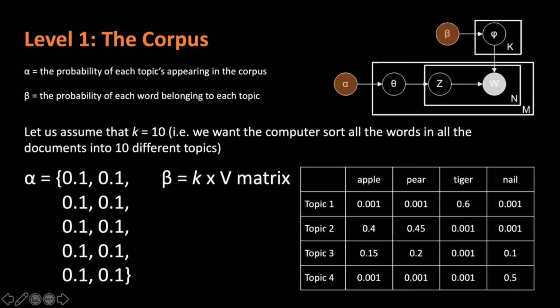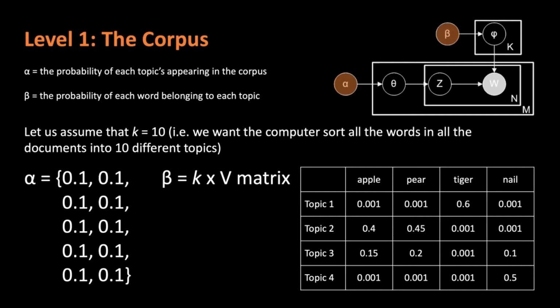Using this matrix beta, the computer is able to predict what words might appear in a document based on what topics the document is made up of. And using this set of probabilities alpha, it's able to predict what topics a document might be made of. So at the corpus level, what we have is alpha, which allows the computer to predict the mixture of topics that a document might be made of, and then beta, which allows it to predict what words might appear given that certain topics appear. So this is what enables it to generate new documents.